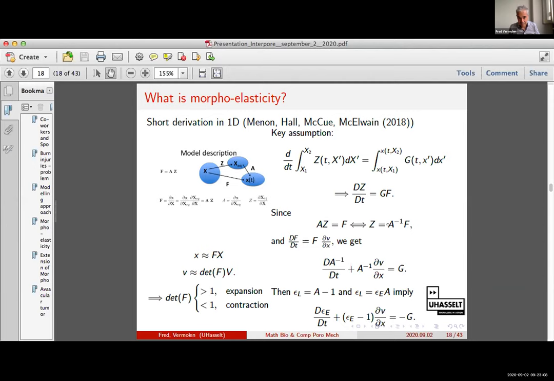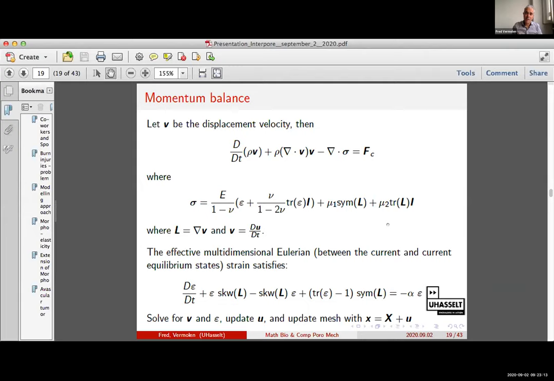So what we are doing is we solve the following equation. If it comes to the mechanical problem, we have a momentum balance here, in which sigma represents the stress in the material, in the tissue material. The stress consists of two components. So this is the elastic part. So this is Hooke's law, let's say. And here we have Kelvin-Voigt's component for the viscous part. And so mu1 and mu2 are viscosities.